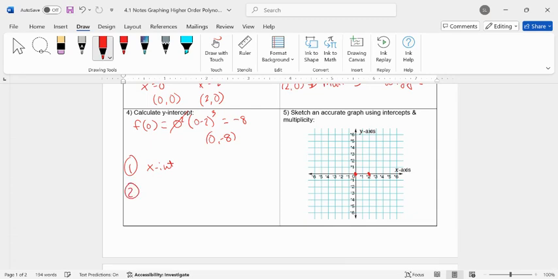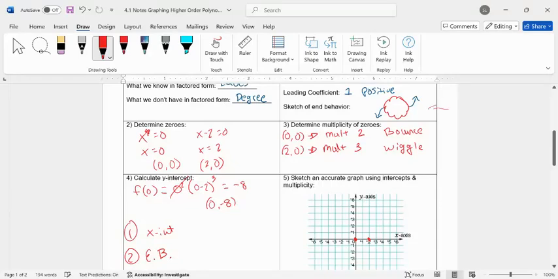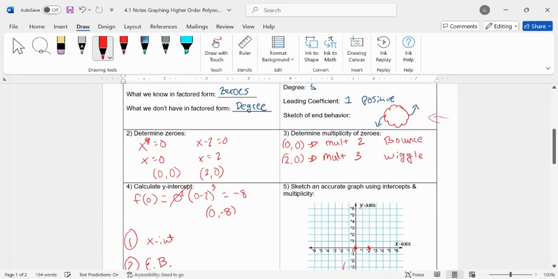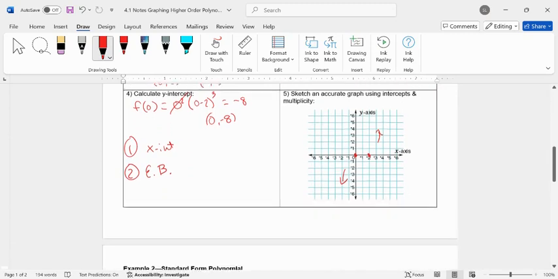Second, let's do our end behavior. So I want to attach my end behavior to the leftmost and the rightmost intercept. I only have 2 here, and I know it's going to look like this. So I'm going to start down to the left, up to the right. I don't know what's going to happen in the middle yet.